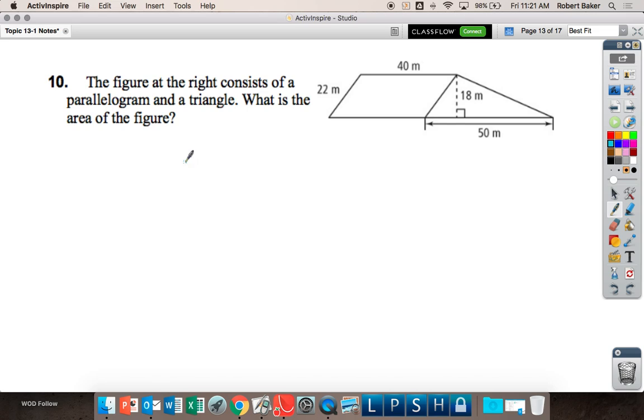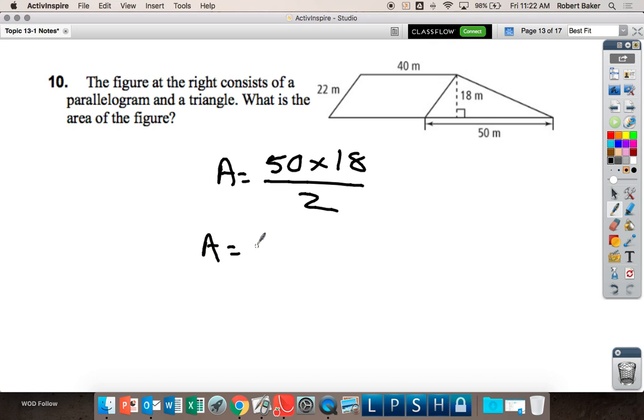The triangle has a base of 50 times a height of 18. What's 9 times 50? 450. 9 times 5 is 45 with an extra 0 is 450. So the area of this triangle is 450 meters squared.